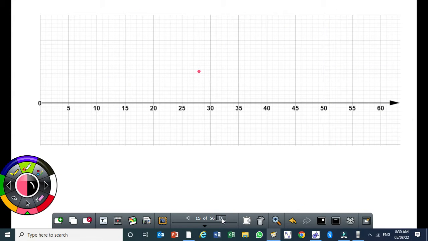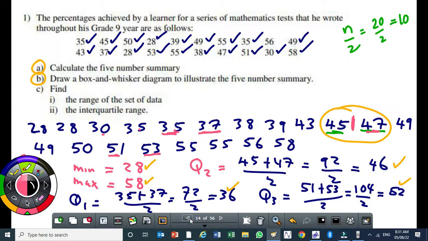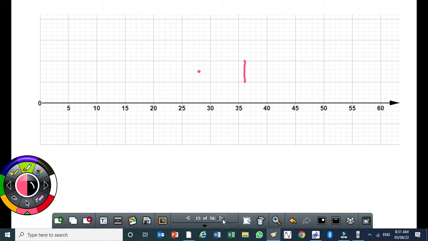Okay, so 36 is here. Now, with Q1, you just draw a vertical line. I'm going to draw my vertical line at 36, like that. So that's 36. Then my Q2 is 46. Q2 is 46. Right? I'll draw it like that.